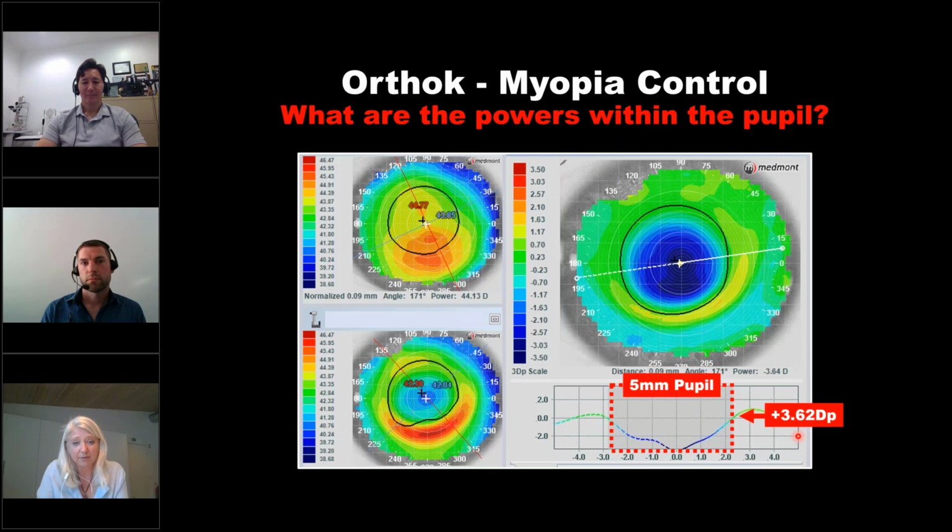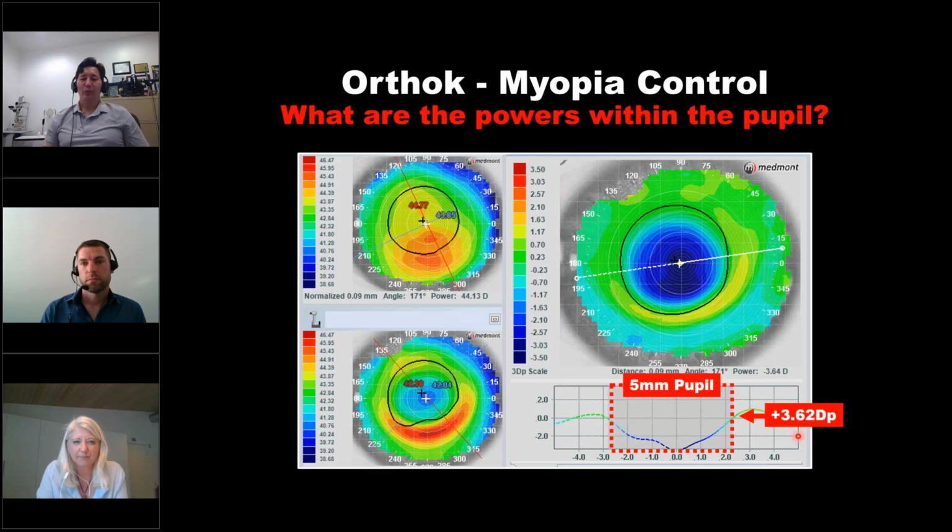The great thing about the Medmont is, like we can see here in the slide, that you can actually see how much plus is distributed within the pupil area. That helps us to know if the plus really gets into the vision and has an effect.